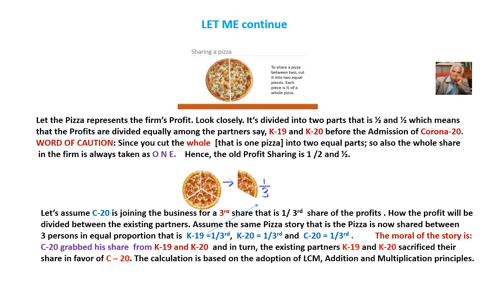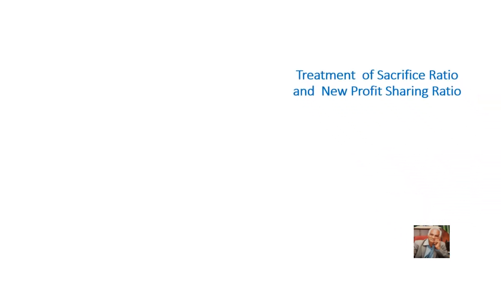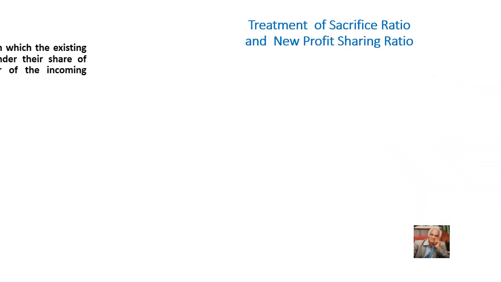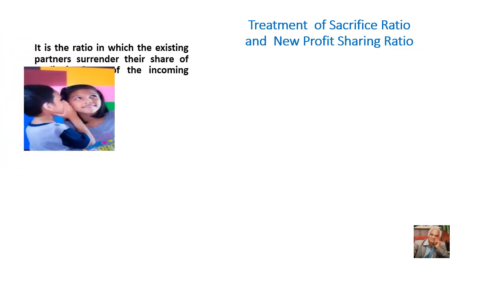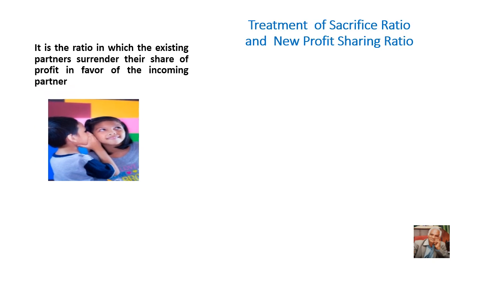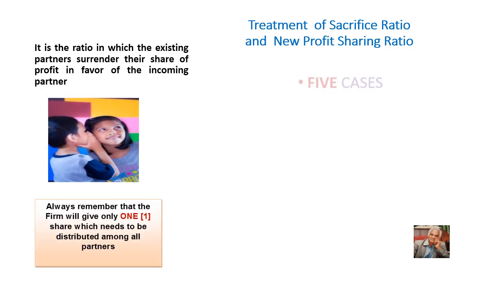The calculation is based on adoption of LCM, addition, and multiplication principles, which you have learnt in abundance during your earlier days. Sacrifice ratio versus new profit sharing ratio. Sacrifice ratio is a ratio in which the existing partners surrender the share in favor of the incoming partner. Always remember that the firm will give only one share, which needs to be distributed among all partners.